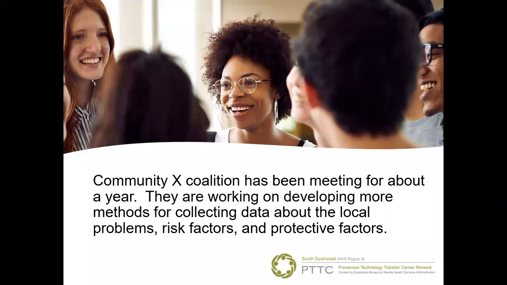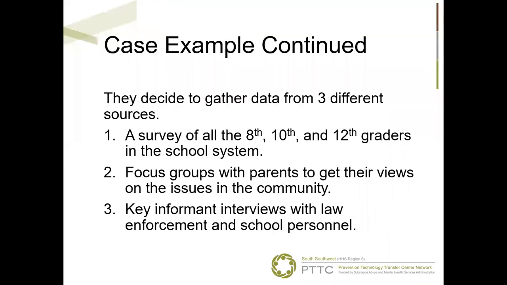And we're using the same case study we've used all the way through the process. Community X Coalition has been meeting for about a year. They're working on developing more methods for collecting data about the local problems, risk factors, and protective factors. So they decide to gather data from 3 different sources. They do a survey of all the 8th, 10th, and 12th graders in the school system.